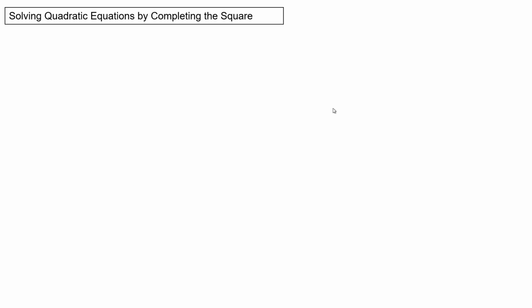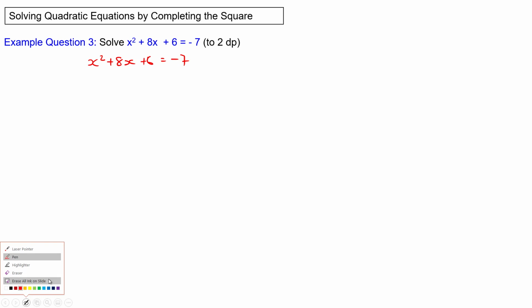And so on we go, on to question 3. We've got x squared plus 8x plus 6 equals minus 7. So a slight difference from the last one. If we write x squared plus 8x plus 6 is equal to minus 7. So we can move the minus 7 to the right hand side. If we float it over the equal sign, it becomes plus 7.